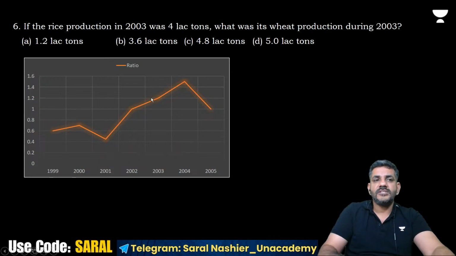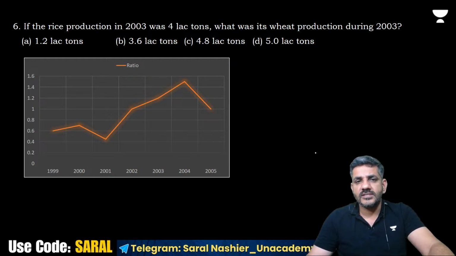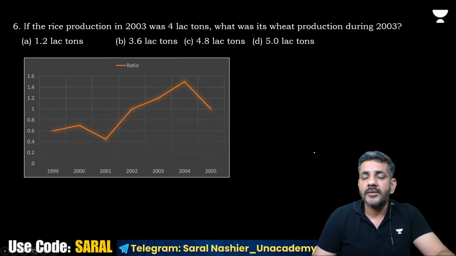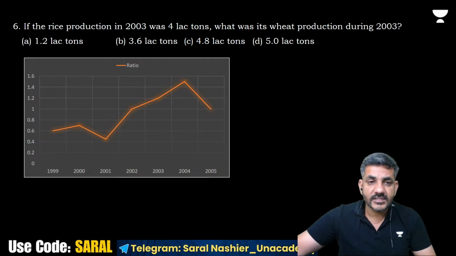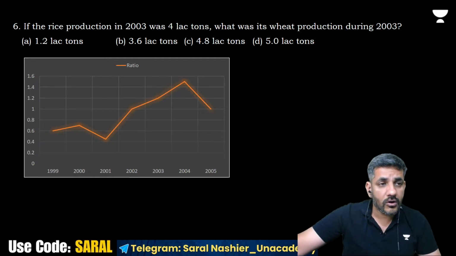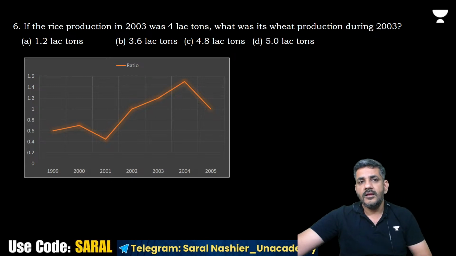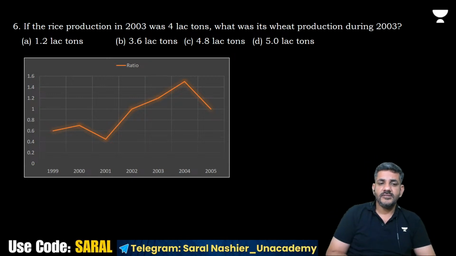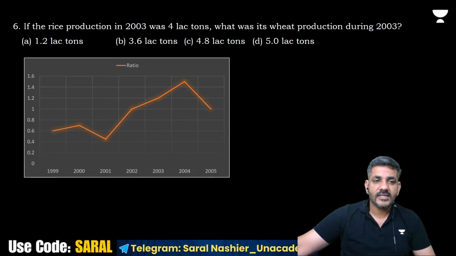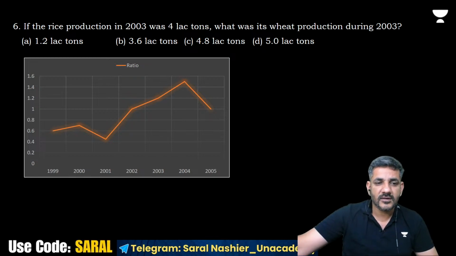Here is the first question: if the rice production was this, then what was its wheat production during 2003? How many of you will answer this correctly? Because this is a question I think all of you can answer correctly. Can I have the answer, guys? Tell me fast. What is the right answer for this question number 6 according to you?